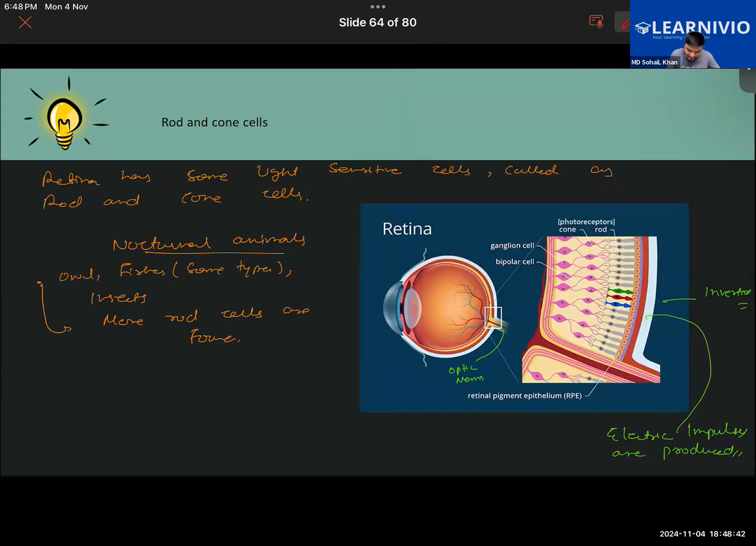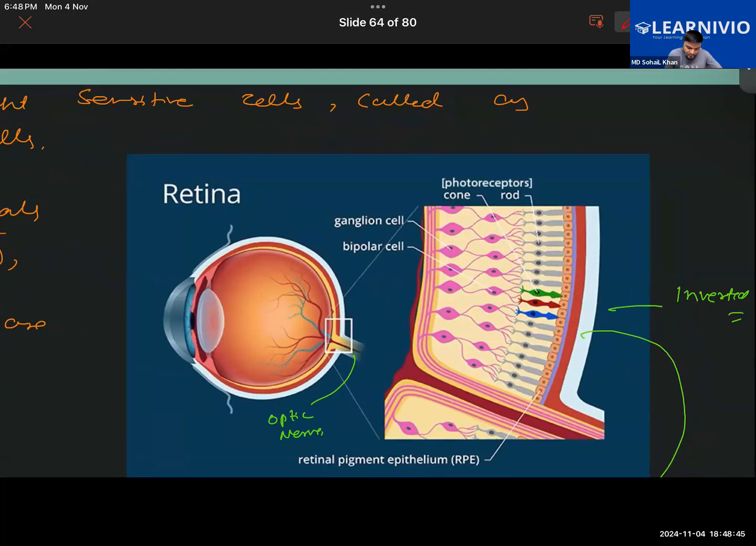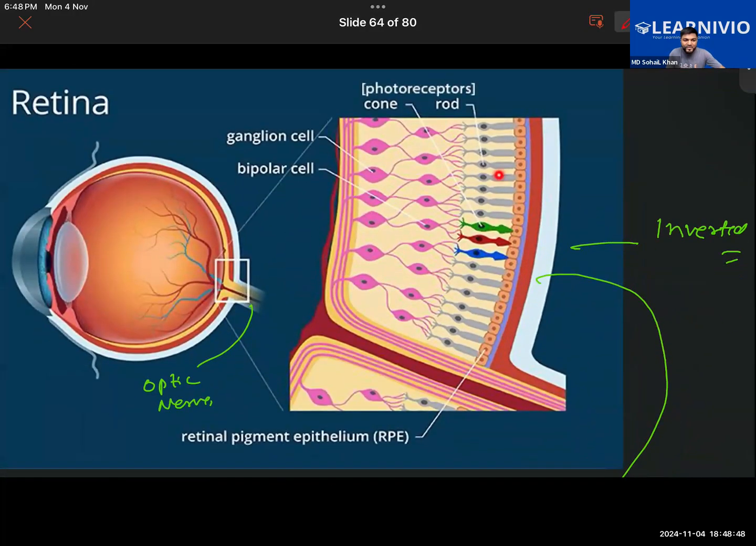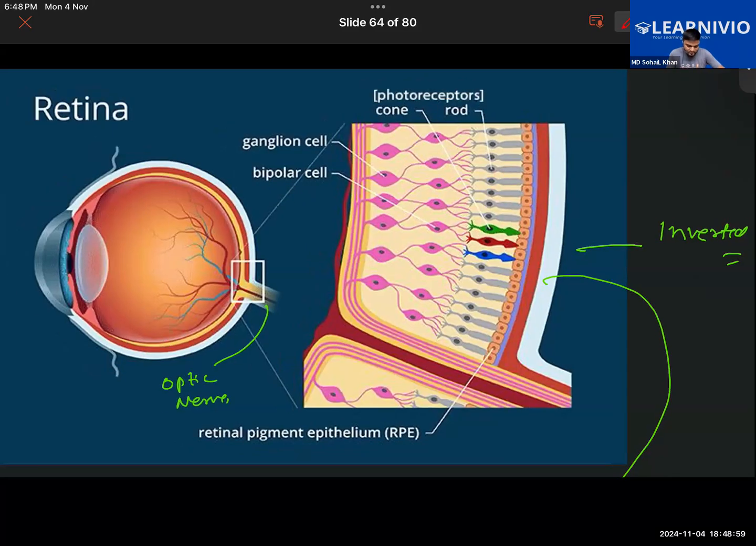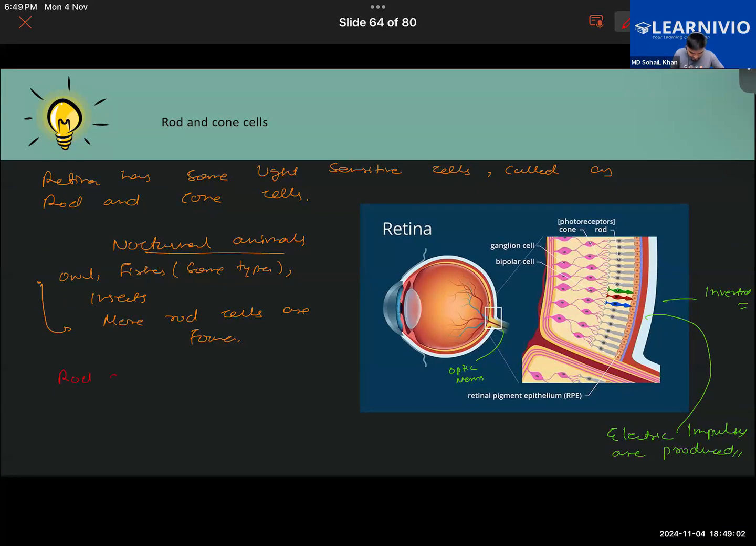Further, when you take a look at the shape of the rod cells, because of their shape, they are named rod. They are rod shaped structures present in the retina, and they are sensitive towards dim light. So rod cells have a rod shaped structure, and they are sensitive to dim light.